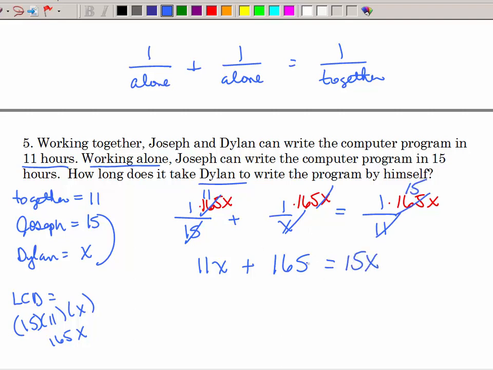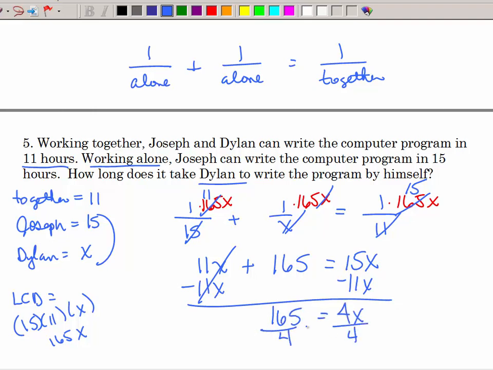No quadratics, just basic solving for x, so let's subtract 11x from both sides and divide by 4. And I get x equals, let's go ahead and write that as 41 1/4 hours. Now that's a long time. I realize it's an ugly answer. I just made up the problem. So Dylan working alone, if I did that correctly, would be 41 1/4 hours. A long time.